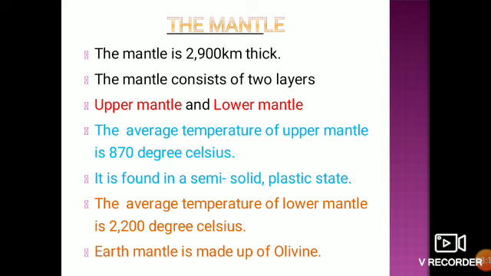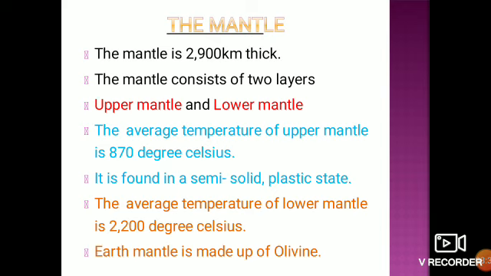The lower mantle has an average temperature of 2200 degrees Celsius and it is in a solid state. Earth's mantle is made up of minerals like olivine, which is a combination of iron, magnesium and silica.